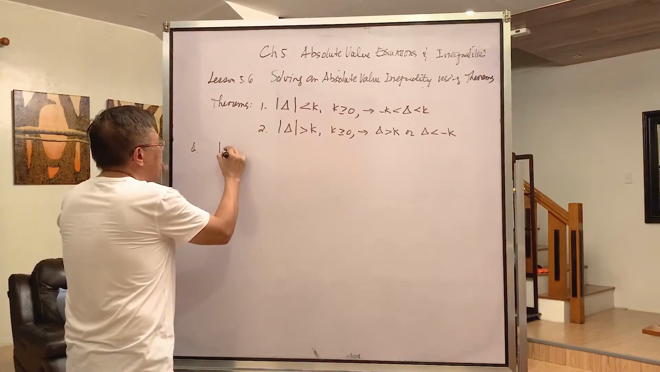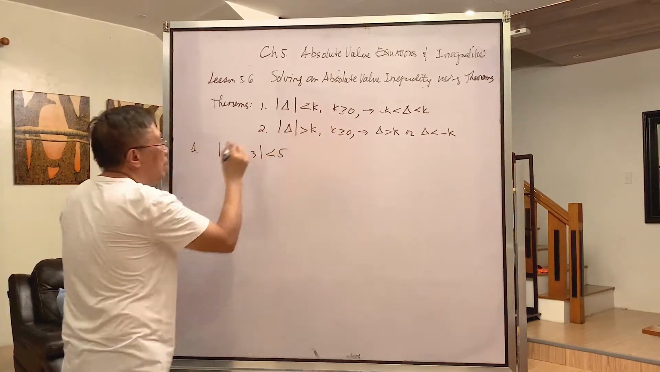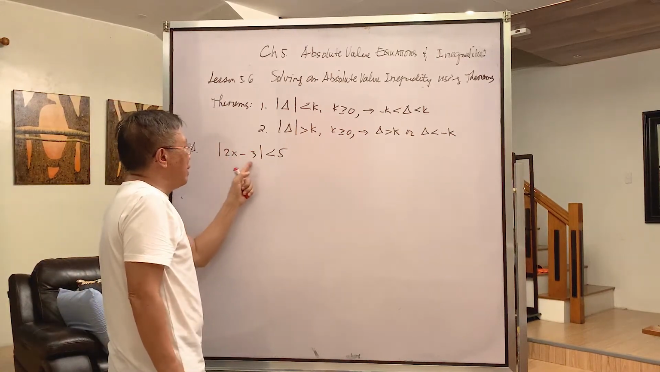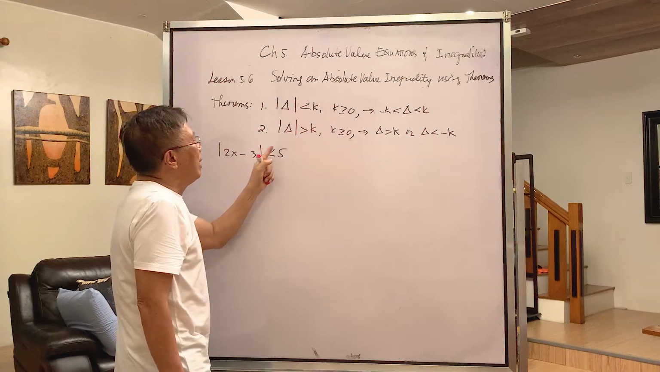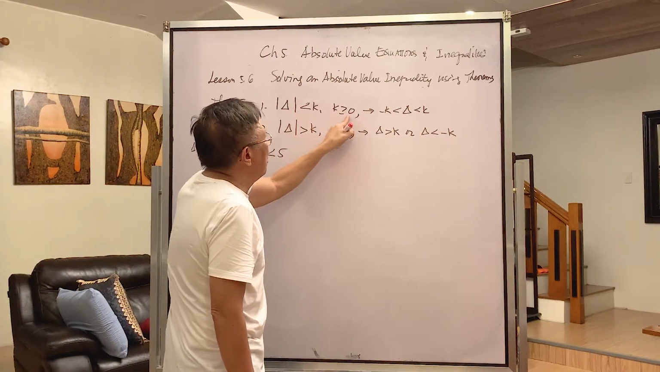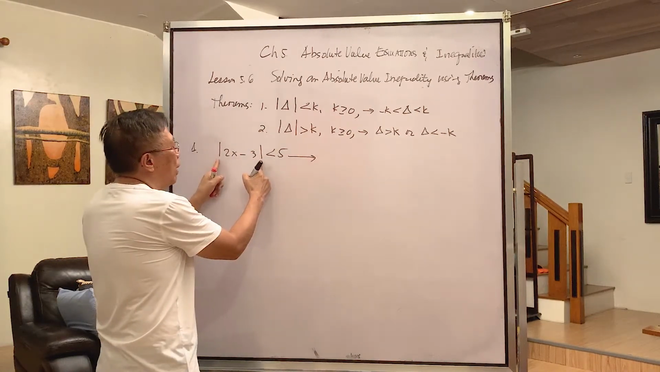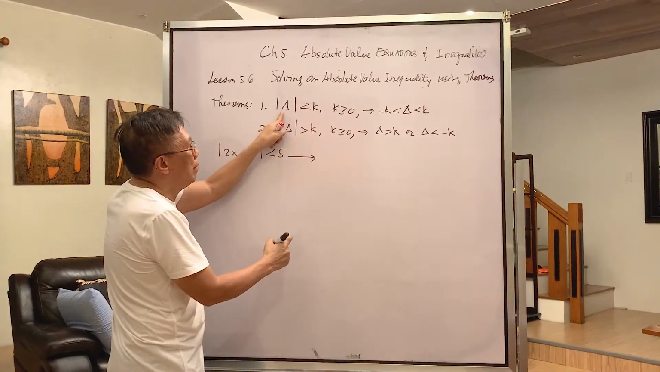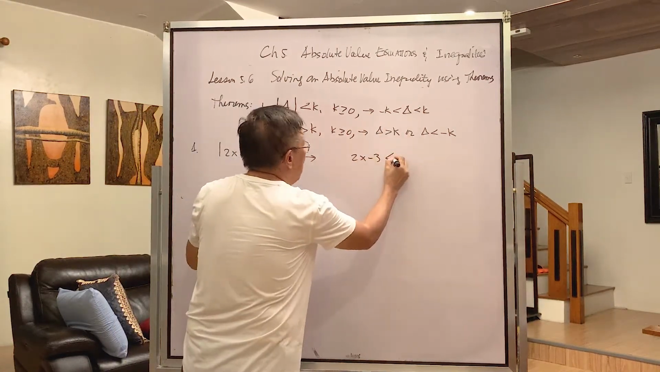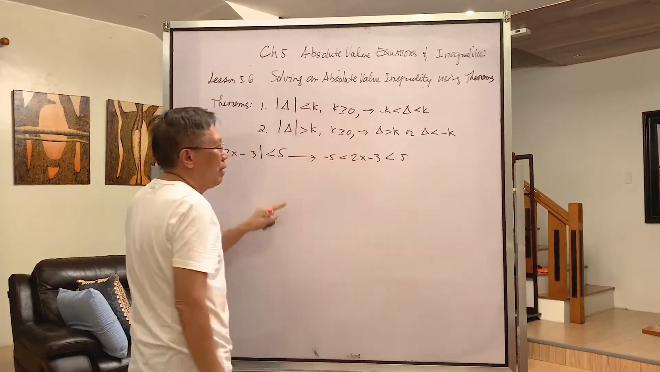Suppose I have here the absolute value of 2x minus 3 less than 5. Now, this one here is my triangle, 2x minus 3. And then my k is 5, which is greater than or equal to 0. Which means I can rewrite this without the absolute value symbol by using this theorem. And I will get here 2x minus 3 in between 5 and negative 5.